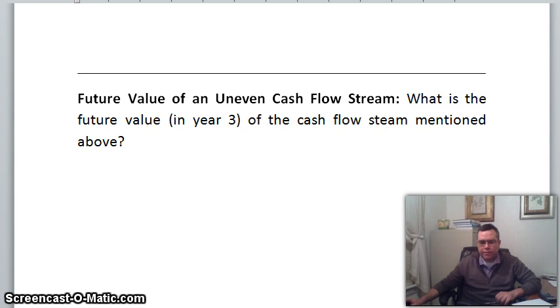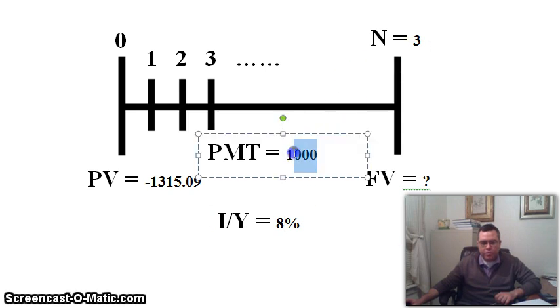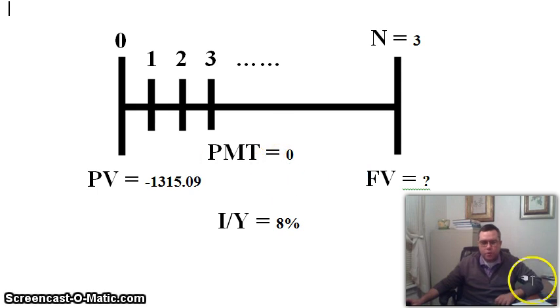Well, this is just a straight time value of money problem. I take my $1,315.09. I want to move it 3 years in the future. Sorry, this shouldn't say 1,000. It should say 0. We have no payment. We're going to invest one amount today. It's $1,315. We want to know what it's worth 3 years later. That's what this problem is asking.